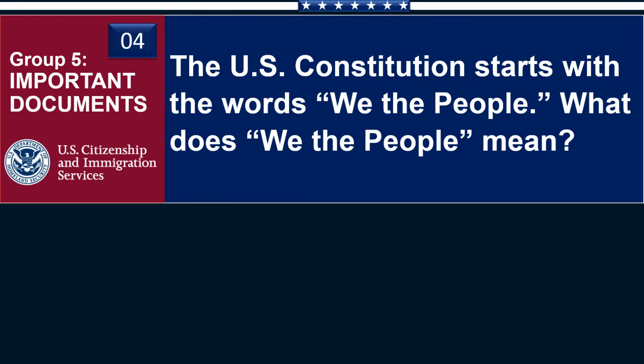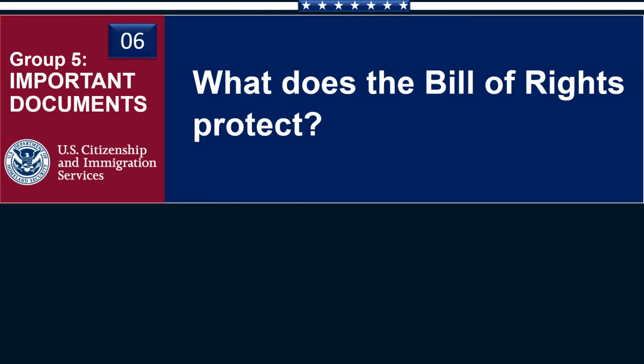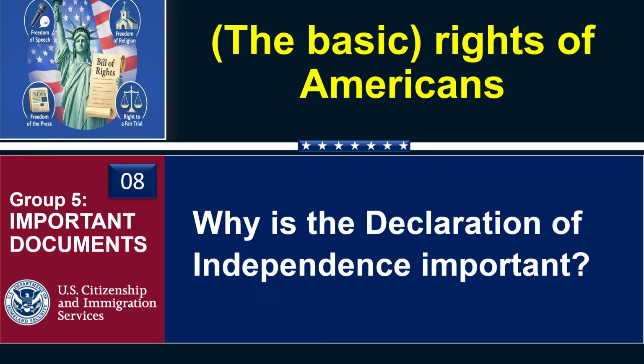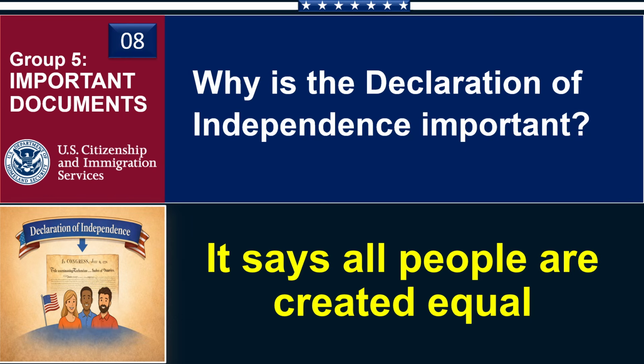The U.S. Constitution starts with the words, "We the people." What does "we the people" mean? Self-government. What does the Bill of Rights protect? The basic rights of Americans. Why is the Declaration of Independence important? It says all people are created equal.